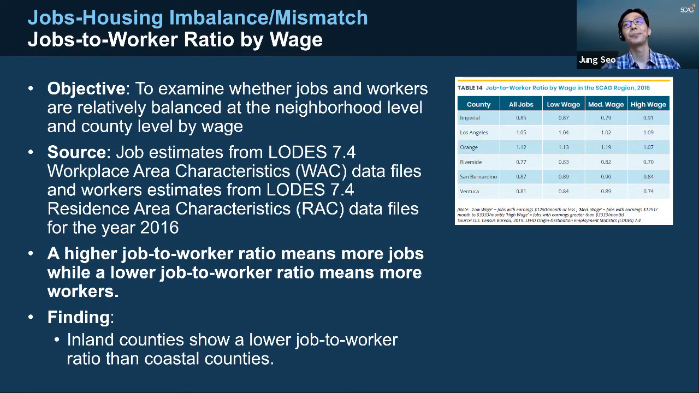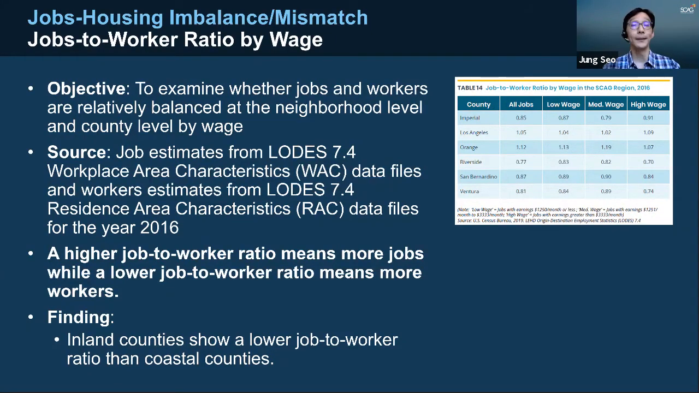We also examine the jobs housing ratio, in addition to the traditional measure of jobs housing balance, which is similar to the jobs housing ratio, but we also look at it using the LEHD LODES data. We also look at the jobs to worker ratio. It shows whether jobs or workers are relatively balanced at the county level and at the neighborhood level by wage. So the table that you can see in this slide shows the job to worker ratio by wage for counties in the SCAG region for the year 2016.